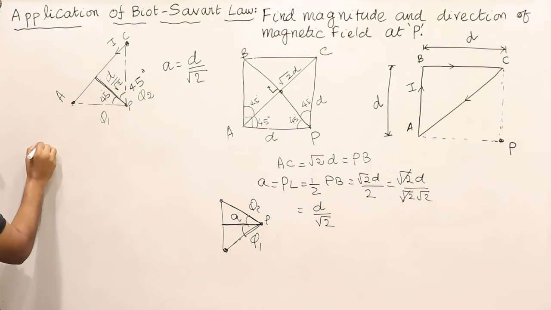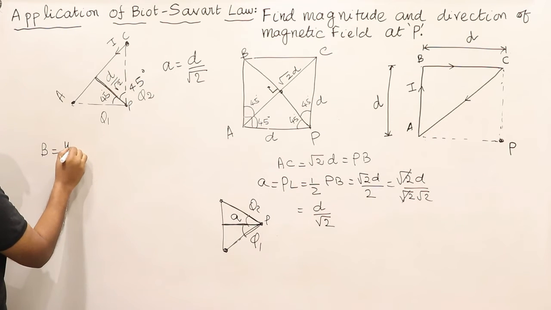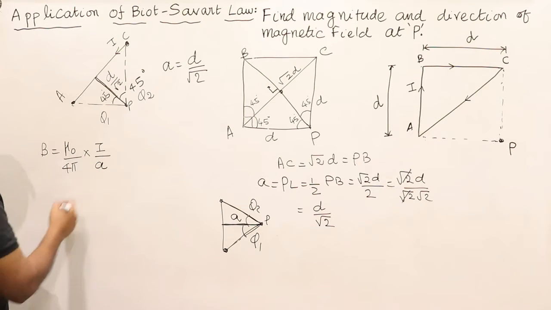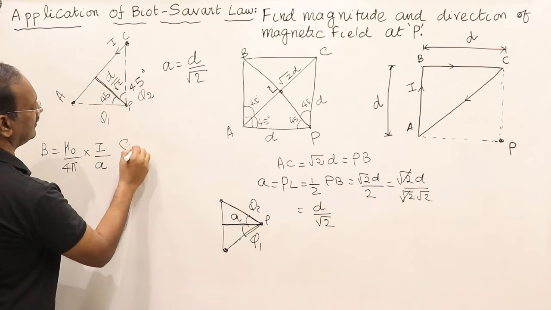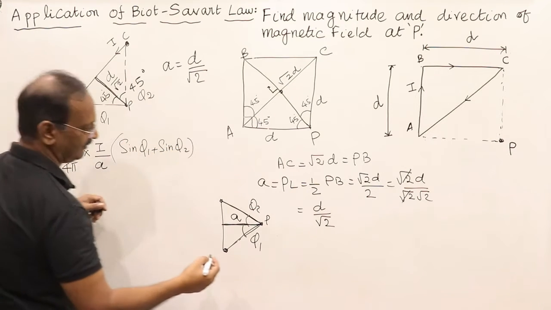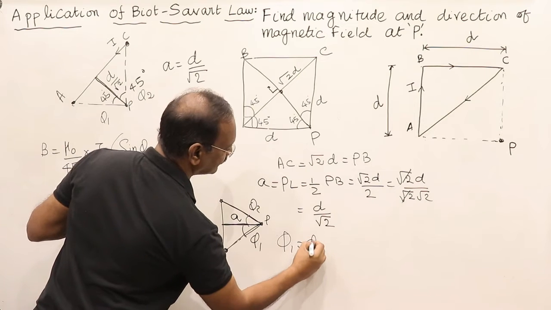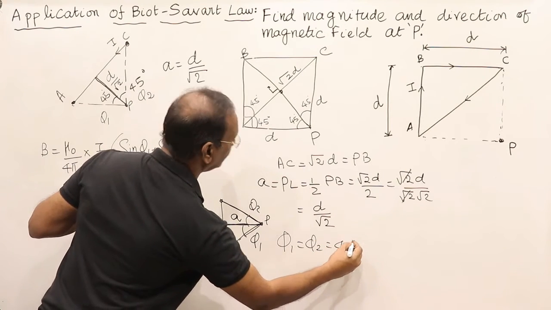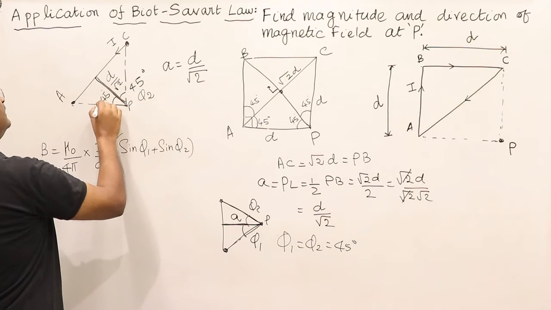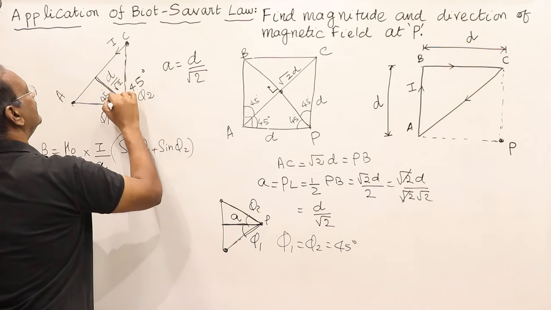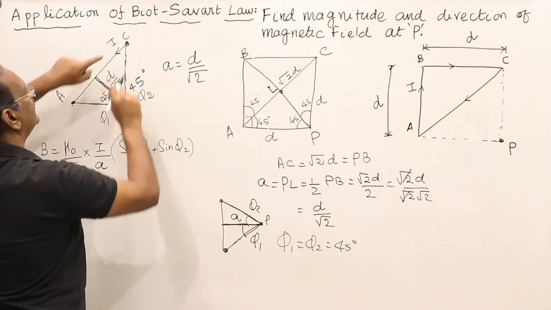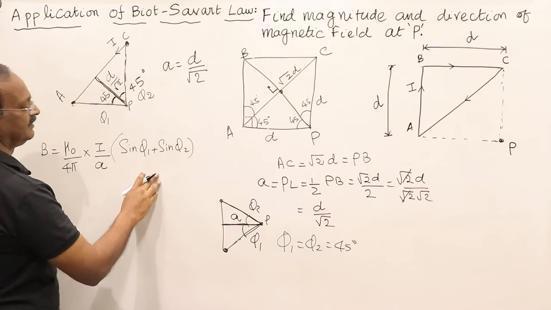We can write the magnetic field is equal to mu naught by 4 pi into current flowing divided by A into sine of phi 1 plus sine of phi 2, where phi 1 is equal to phi 2 is equal to 45 degrees, because this is the angle measured with respect to the reference line, with the line joining one end and the line joining the other end. So sine 45, both are sine 45.